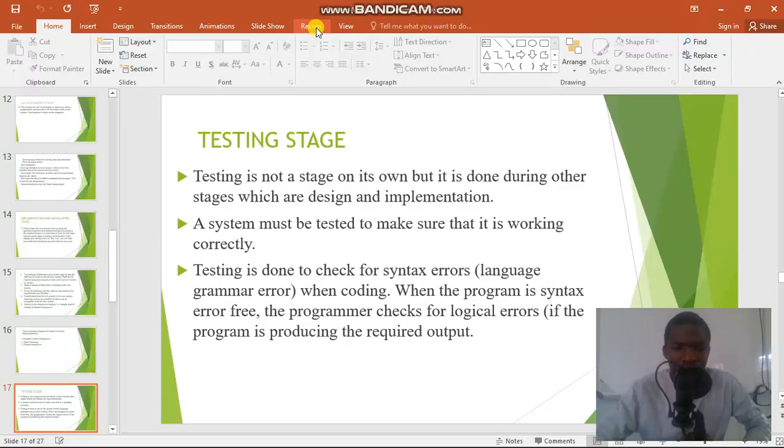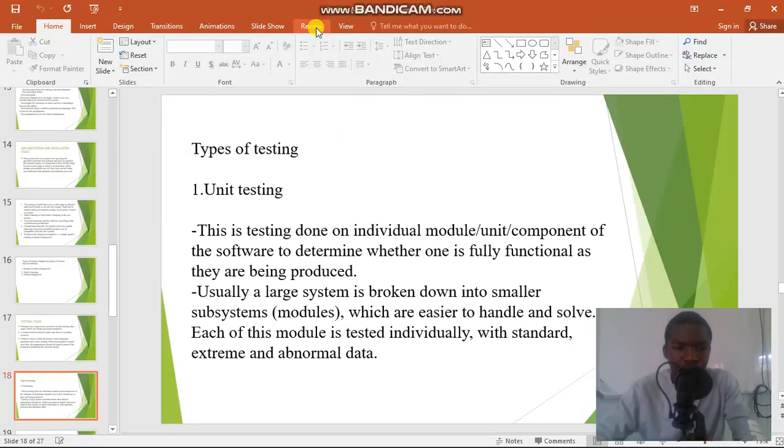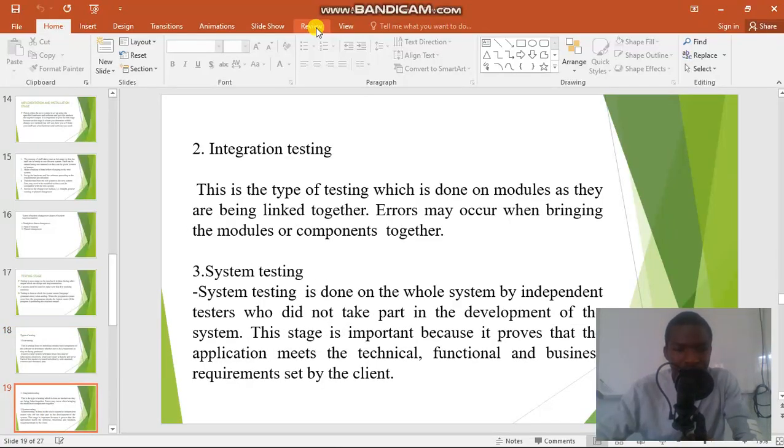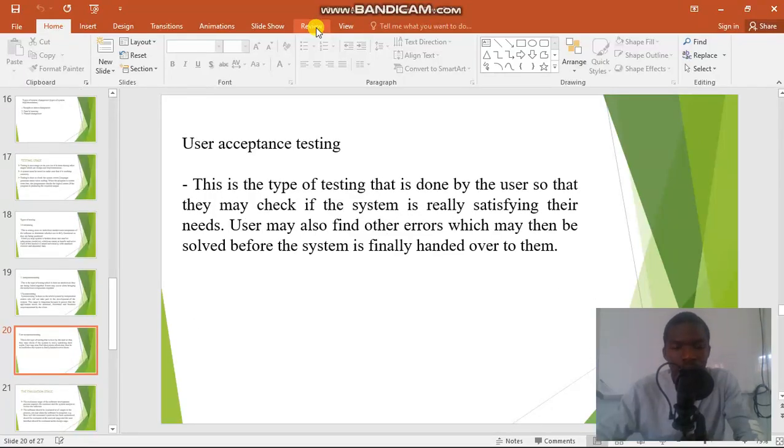I'm going to talk about the fifth stage, which is testing. Testing is done to check for syntax errors, or language grammar errors, when coding. When the program is syntax error free, the programmer checks for logical errors, whether the program is responding with the required output. A system must be tested to make sure that it's working correctly and no problems are found within it. Within testing, we have four types of testing: unit testing, integration testing, system testing, and user acceptance testing.